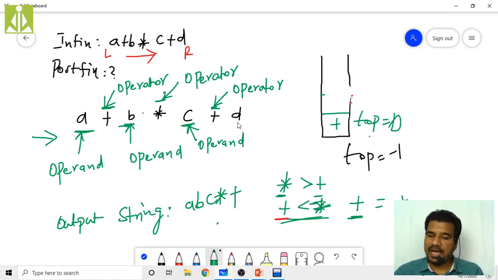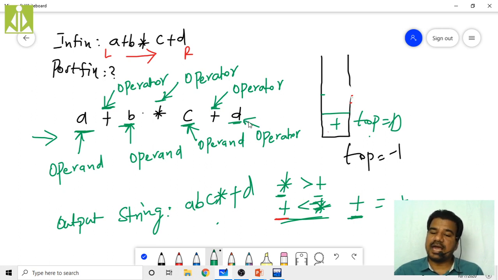So next thing we have this D. What is this D? This D, again it is an operand. So what we have to do with this D? Add it to the output string. D will come over here.